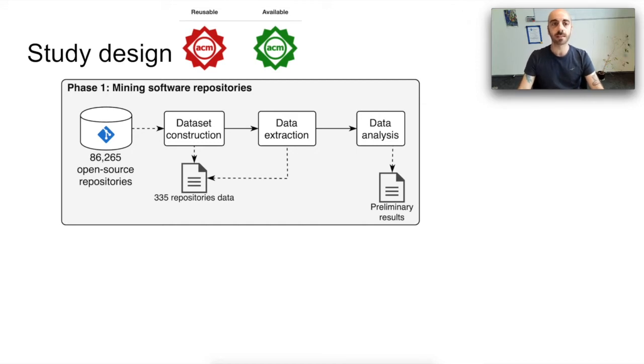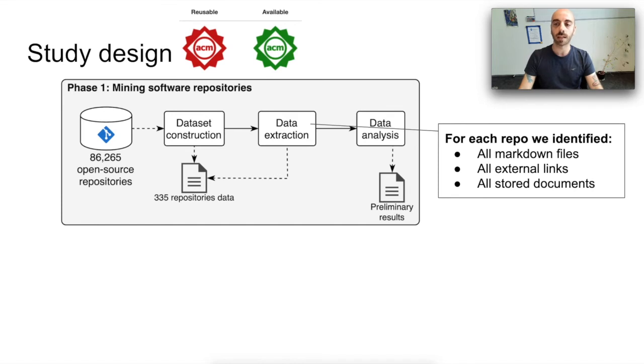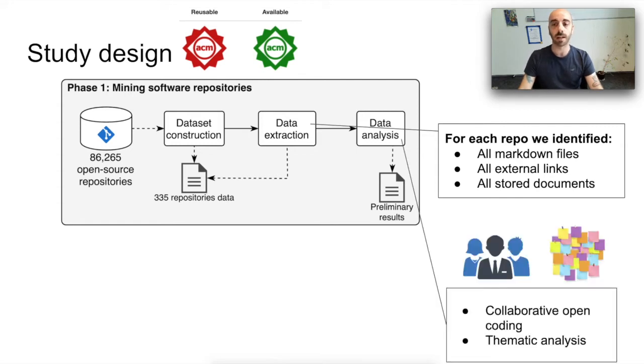The first phase is about mining software repositories, where we start from more than 80,000 open source software systems. We build a dataset of 335 open source projects, mined mainly from GitHub and Bitbucket. Then we extract the data by looking at all the markdown files in the repositories, all external links and all the stored documents, and we analyze this data by applying collaborative open coding for the first two research questions, and we go deeper with thematic analysis for answering the third research question.